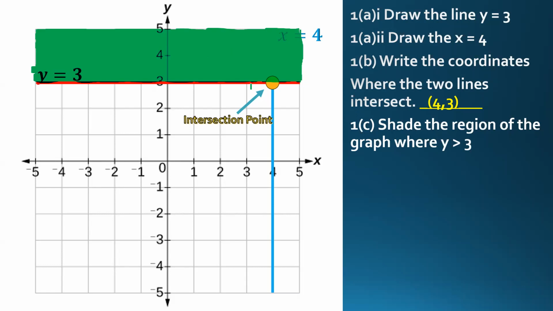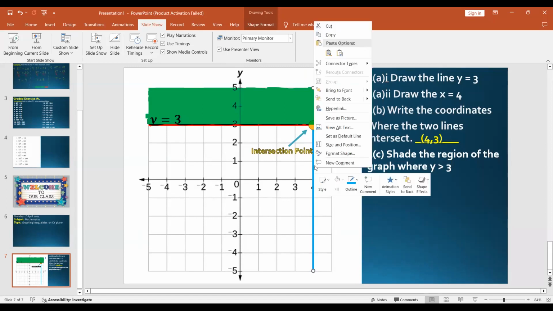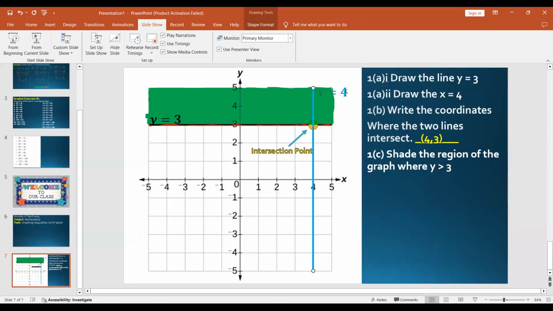Bri and Bri, do you all understand? Let me know, please. Yes, sir. Are you all shading this inside of your book? Yes, sir. Bri and Bri? Yes, sir. Good.